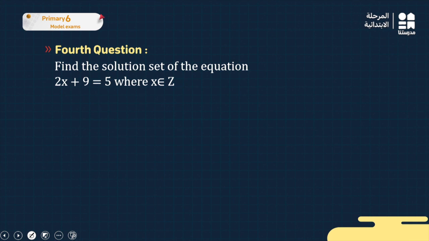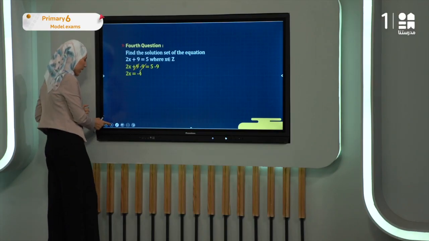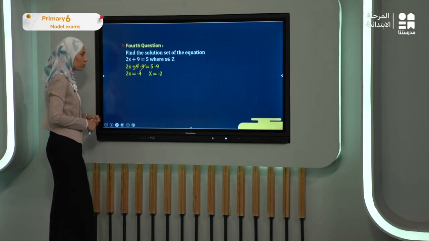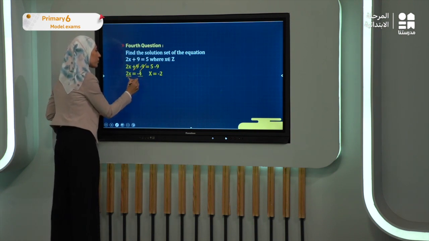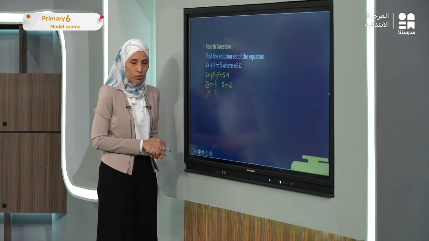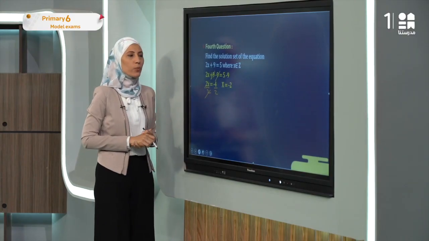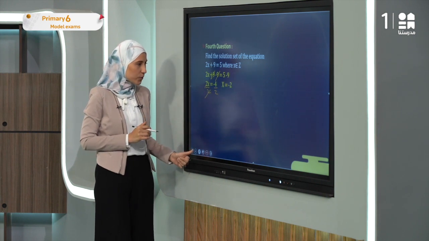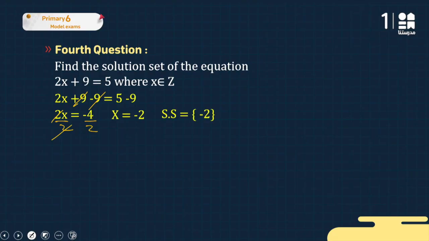So it will be 2x plus 9 minus 9 equals 5 minus 9. By making the subtraction, 5 minus 9 gives me -4. So 2x equals negative 4, divided by 2 on both sides. So x will be negative 2. If I divide by 2, x equals negative 2. So the solution set is negative 2, of course.